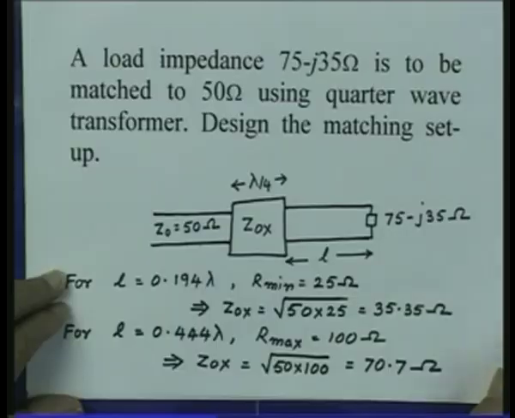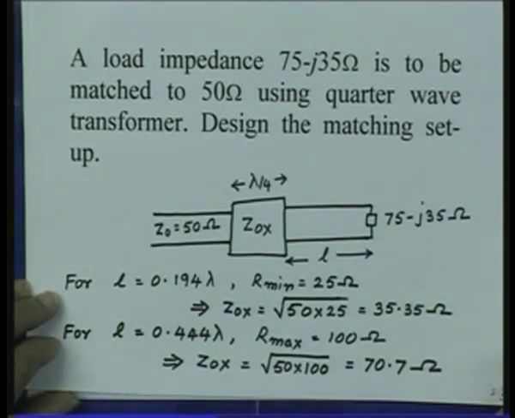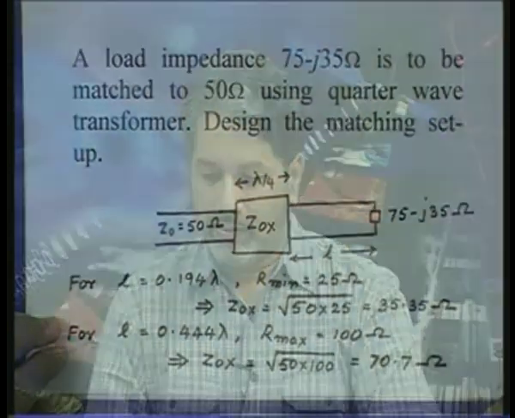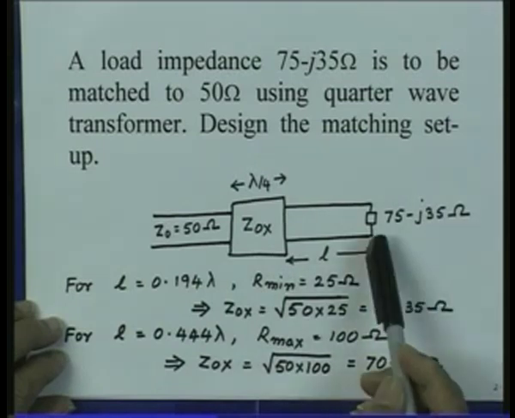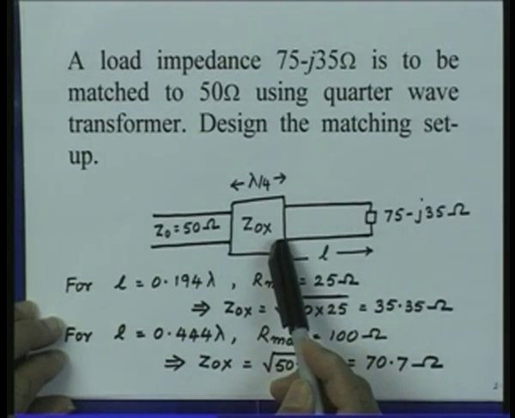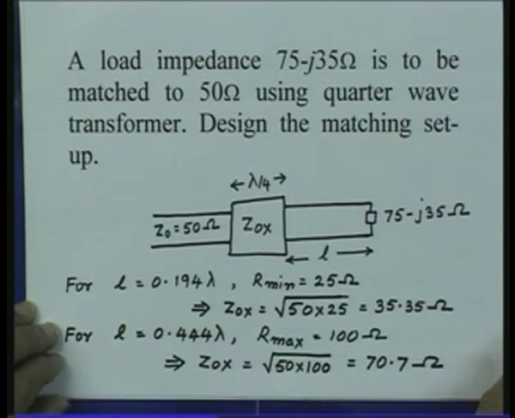So, in this problem we see how to match a complex impedance to the characteristic impedance by using a section of a transmission line and the quarter wave transformer. Let me remind you that the quarter wave transformer can match only impedances which are real. Only thing is, by using a section of a transmission line, we have converted a complex impedance into real impedance, and then we have used the concept of the quarter wave transformer.